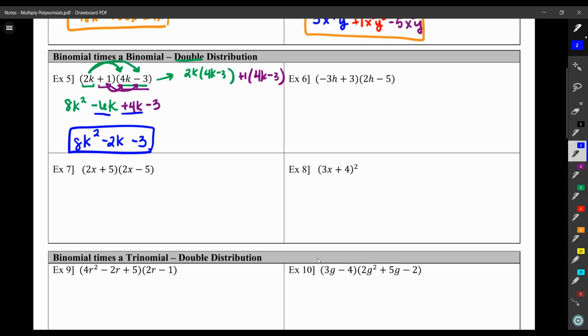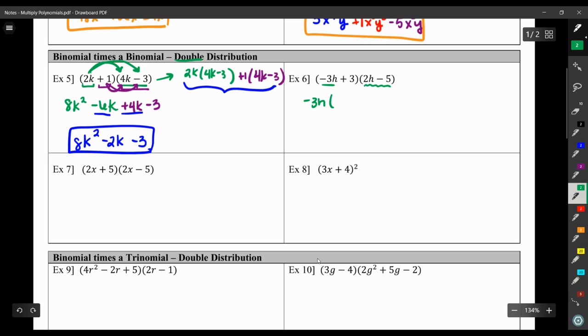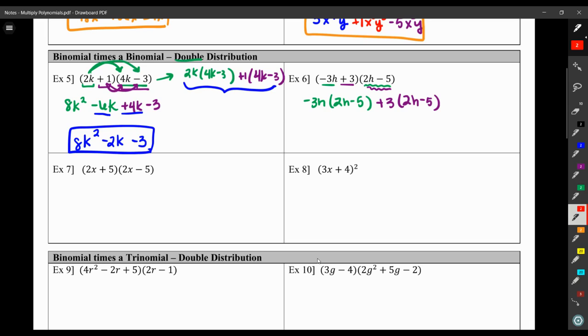Now let's look at example 6. Let's try example 6 by breaking it up this way first. We're going to take -3h times this second polynomial, 2h minus 5. Then we're going to take positive 3 and multiply it to the same polynomial, 2h minus 5. So maybe this is slightly easier to understand what's going on. And now we're going to basically distribute twice.